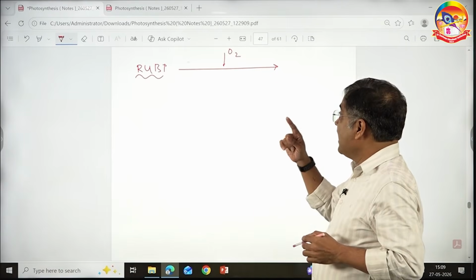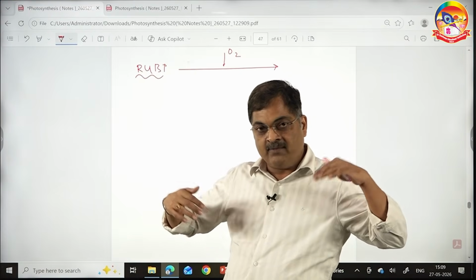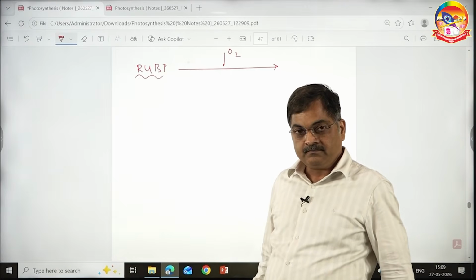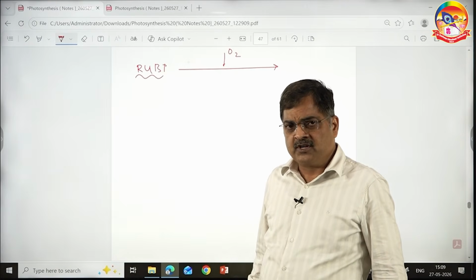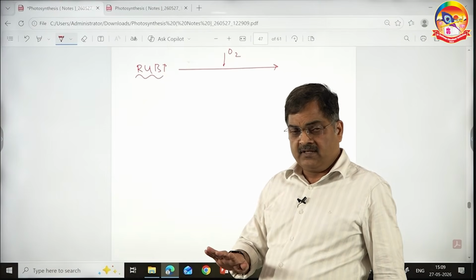Now listen carefully. RuBP is going to combine with oxygen because the atmosphere contains more oxygen when compared to CO2. Then this will occur. What did you study in your chemistry, children? Any compound in the presence of oxygen has to break, isn't it?